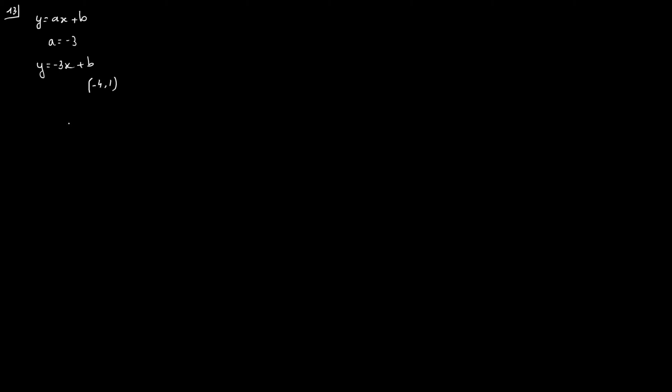Okay, so how can we use this information? Well, we can fill it in. We can say, okay, y is 1 when x is -4. And then this b needs to make sure that this equation is true. So what do we get? We get 1, and here we get 12 plus b. So when is that 1 equal to 12 plus b? When b is equal to -11, meaning that we can update all of our knowledge and we can say that y is equal to -3x minus 11. So that's going to be our functional notation.